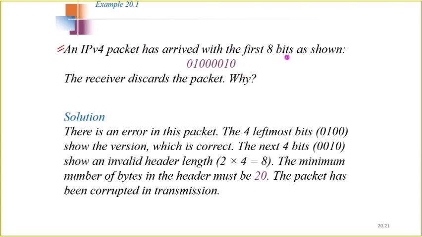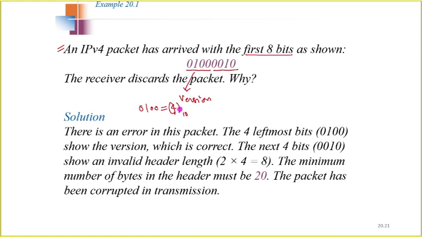It's just saying the first 8 bits. Out of the first 8 bits, this will be the first 4 bits and this is the next 4 bits. This first 4 bits will be indicating the version. Its binary equivalent is 0100, and 0100 is equivalent to 4. That means it is going to say it is IPv4.